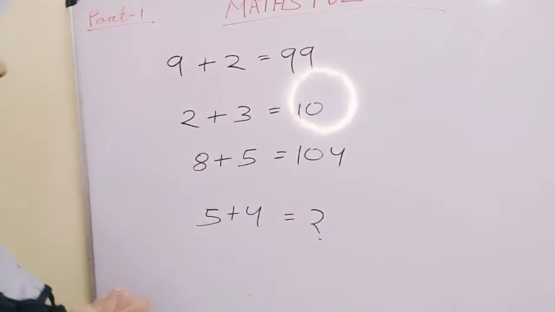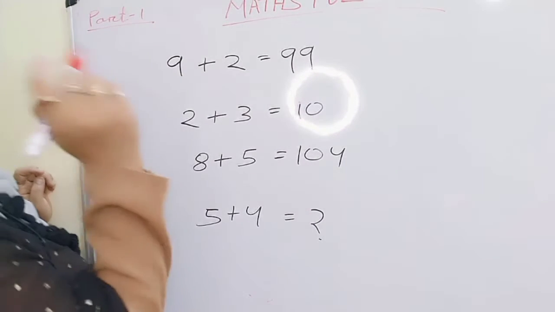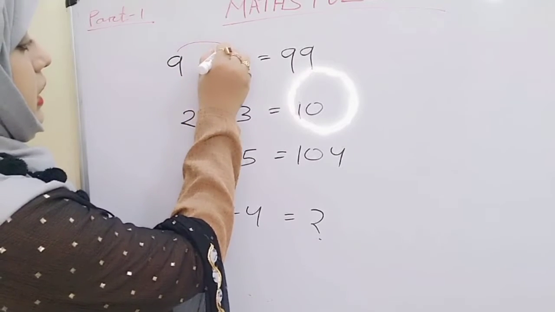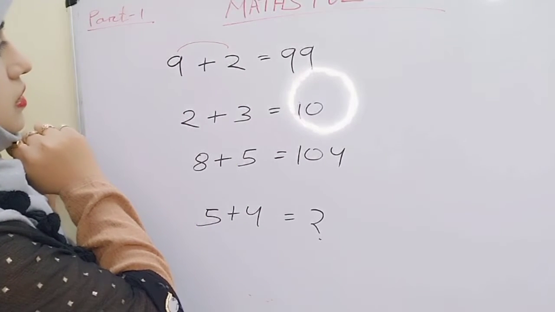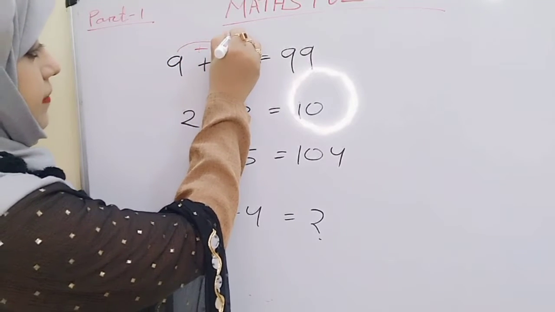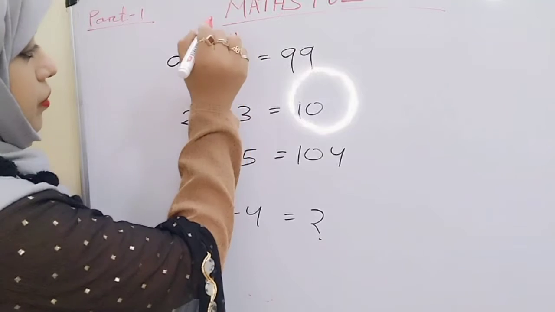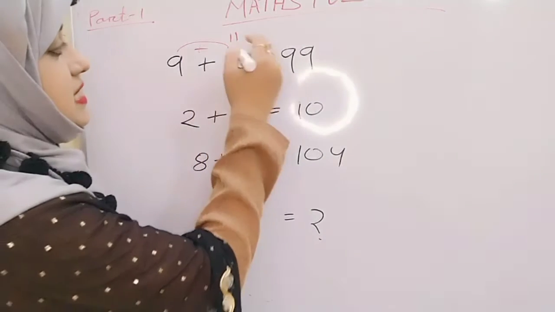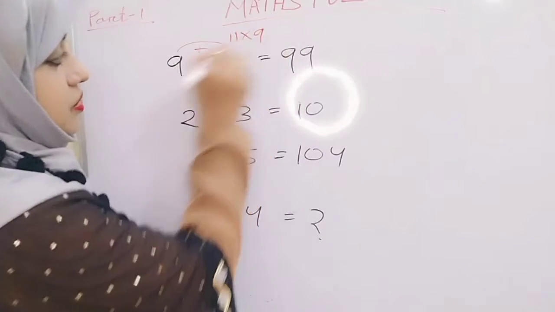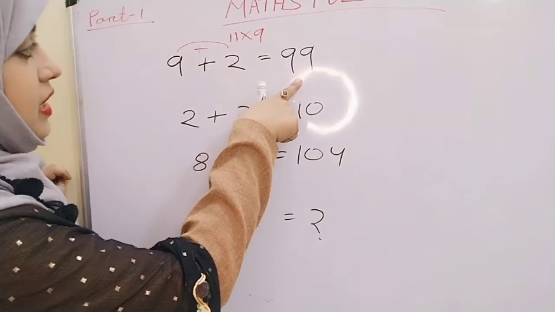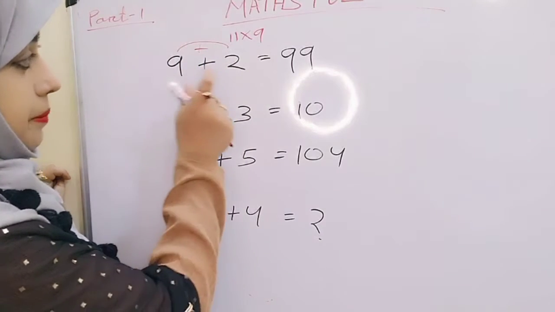So what you have to do? First you have to just add this. Okay, just add this. So 9 plus 2 is 11. Okay, so how can you make 11 to 99? Just multiply by 9. Okay, 11 into 9 is 99. Okay, so here you get some hint.